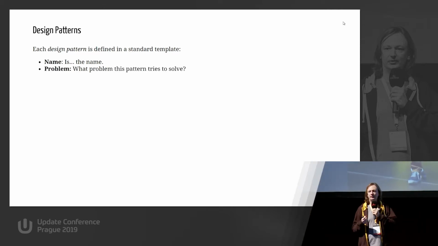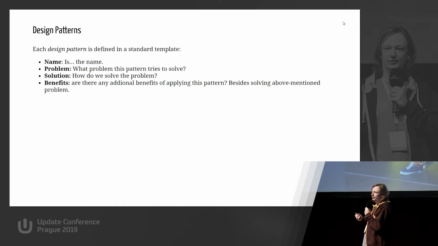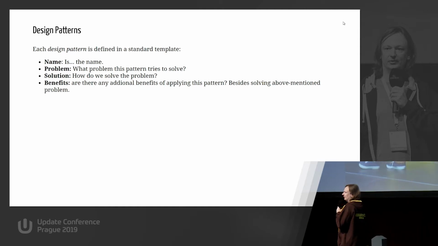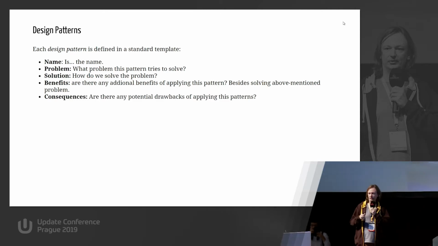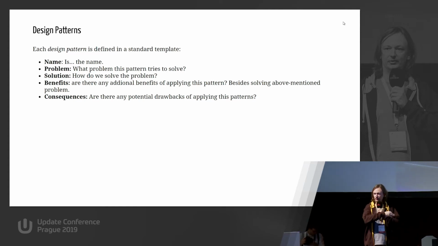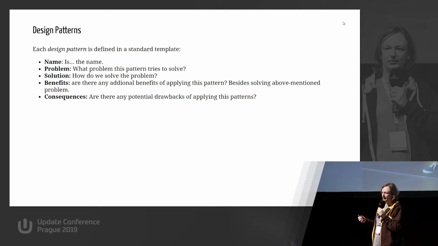We have some problem that this design pattern is trying to solve. We have a solution, obviously, how we solve this problem and what are the benefits. Maybe there are some other benefits than only solving the problem. And obviously there is always a kind of drawback, so maybe there are some potential problems when we're using such a design pattern. And with this structure, every design pattern was described in the case of object-oriented programming design patterns.